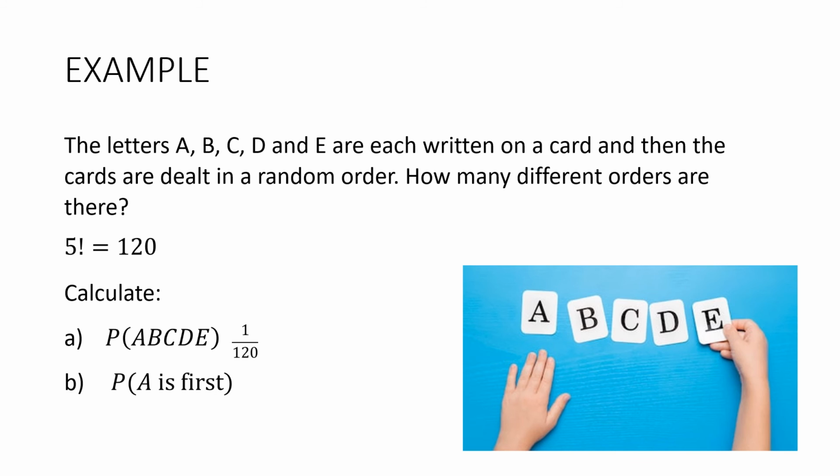What's the probability that the A will be first? Don't overcomplicate this. We actually don't care about the B, C, D, and E. We only want to know this position. What's the probability that A will appear here? 1 out of 5. And this question, what's the probability the vowels are together? Now I'm actually going to leave you to work on this question. I'm going to answer this in the next lesson.